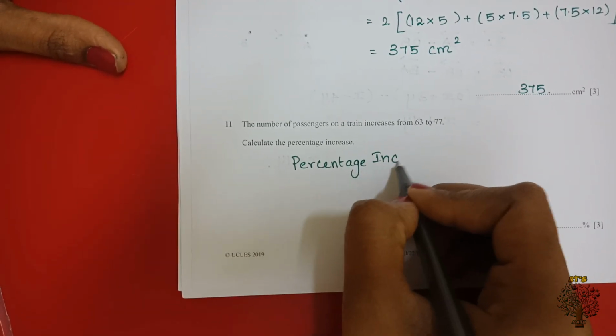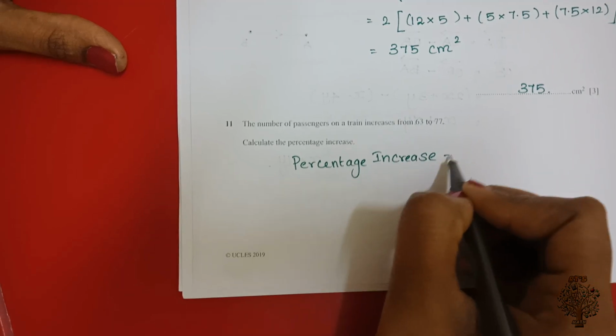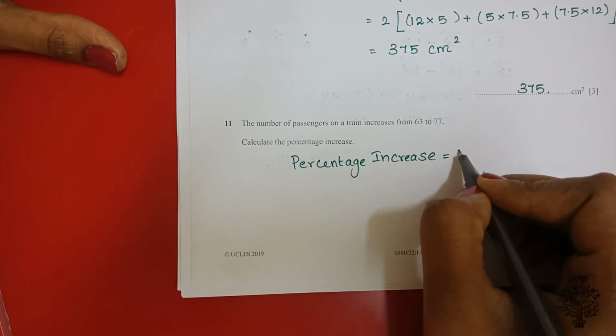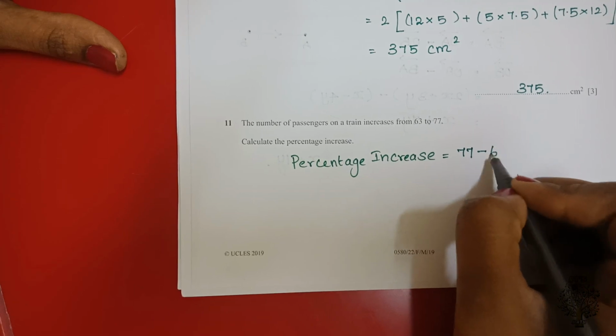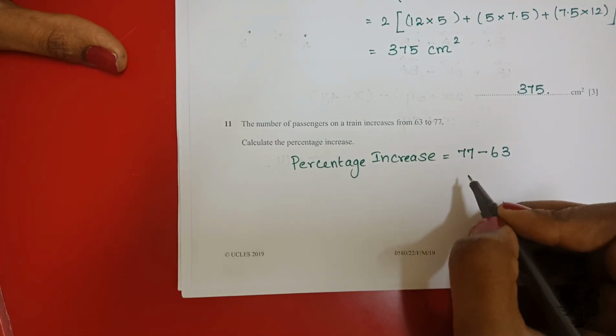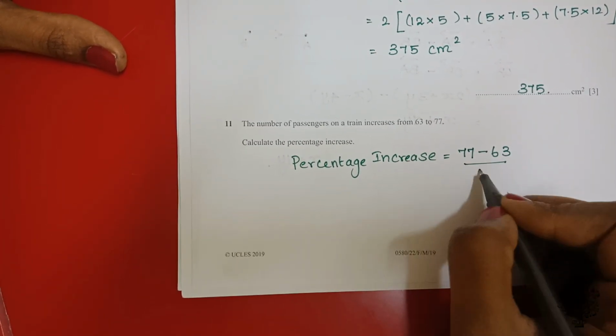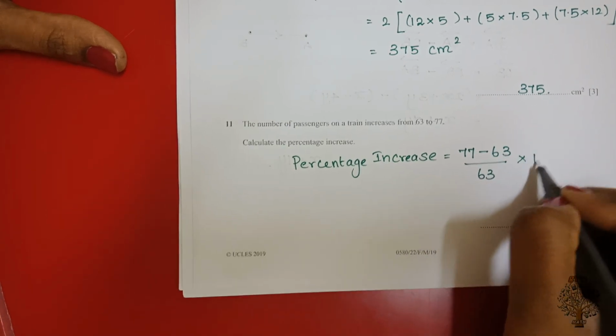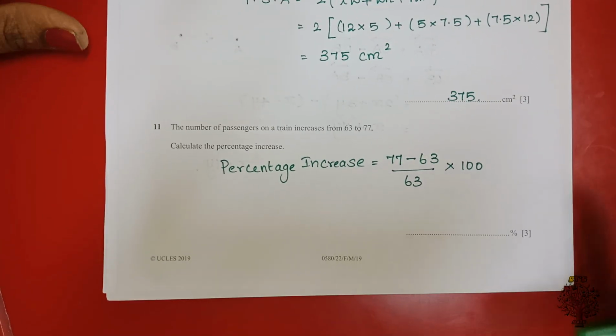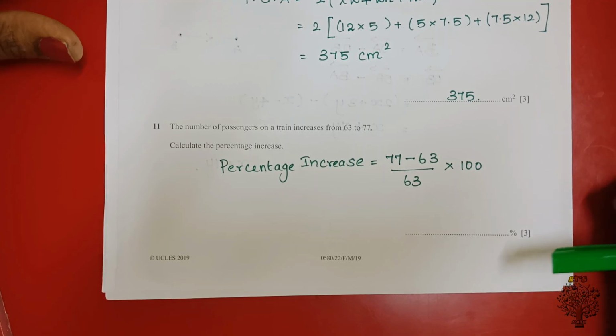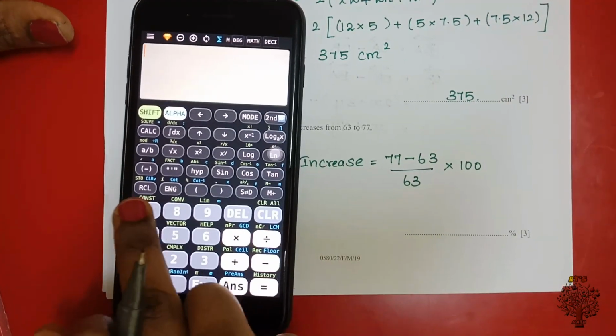Percentage increase is equal to, you will be taking the increased value minus the previous value, that divided by the previous value and multiplied with 100. This will give you the percentage. Okay, we are taking our calculator.